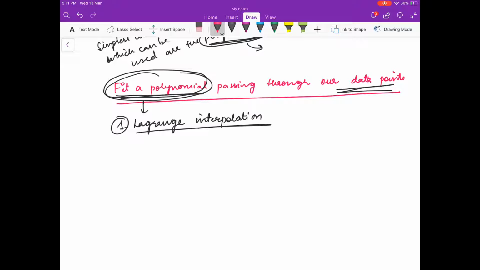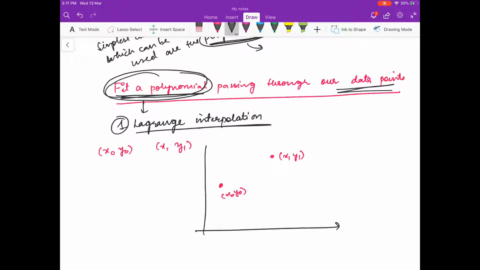What is Lagrange interpolation? Suppose I give you two data points, x0, y0 and x1, y1. You have this x0, y0 point, and this is a point x1, y1. This is my x-axis and this is my y-axis, and this is x0, this is your x1, and I want to approximate the value of the function everywhere in between x0 and x1. So how can I do that?